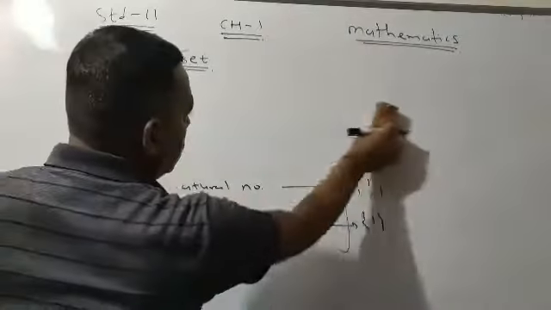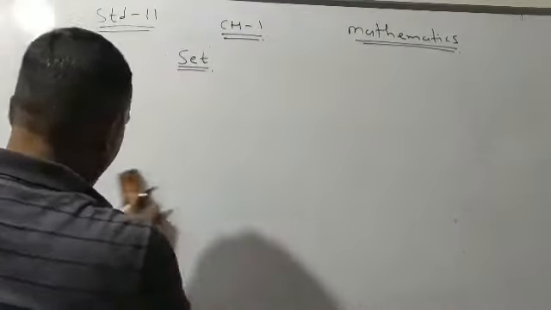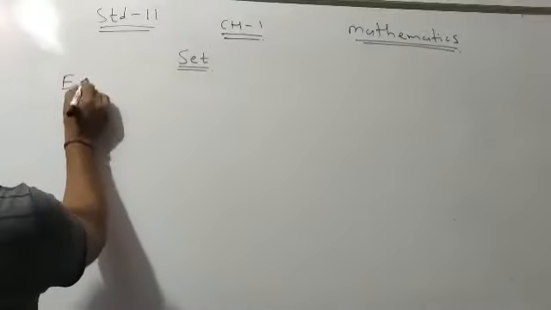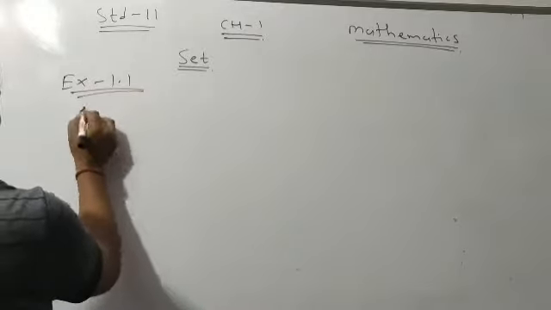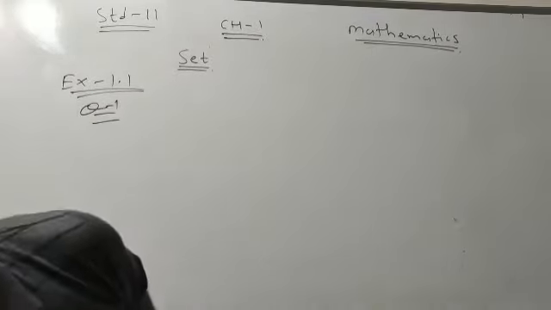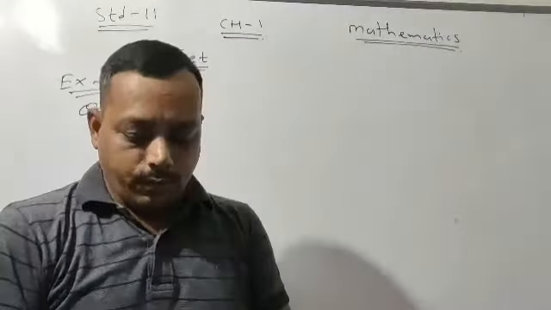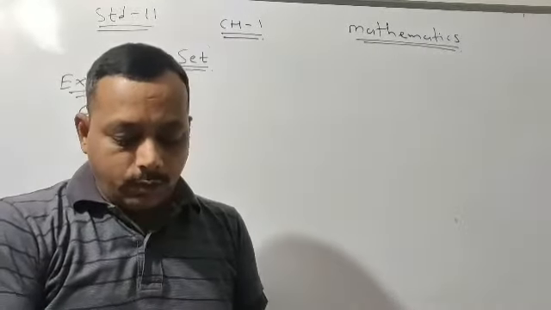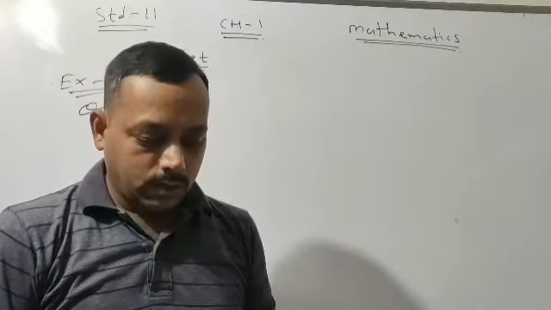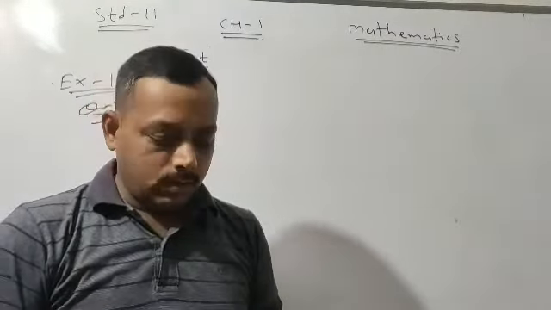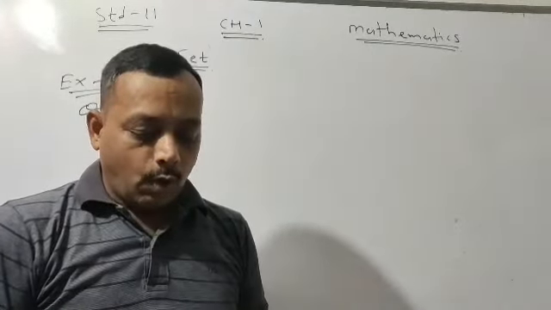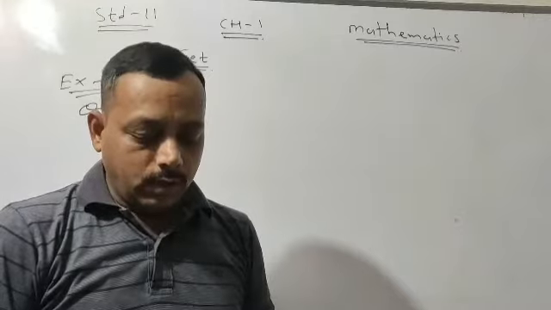Now we will start with the first question of the textbook. Exercise 1.1. Question number 1. In this textbook, the first question is, which of the following are sets? Justify your answer. The first one is, the collection of all the months of a year beginning with the letter J.